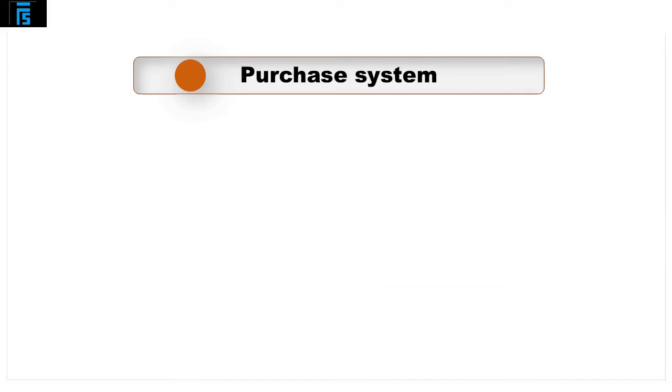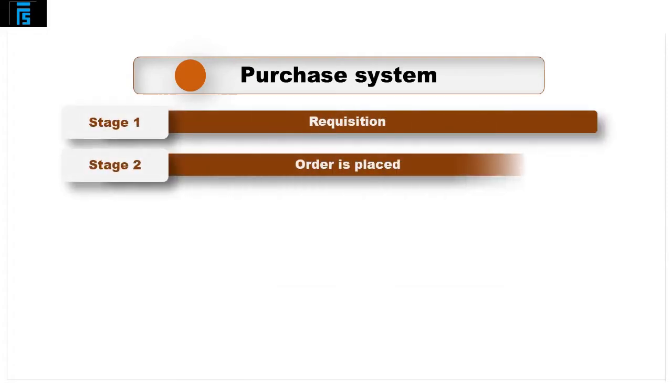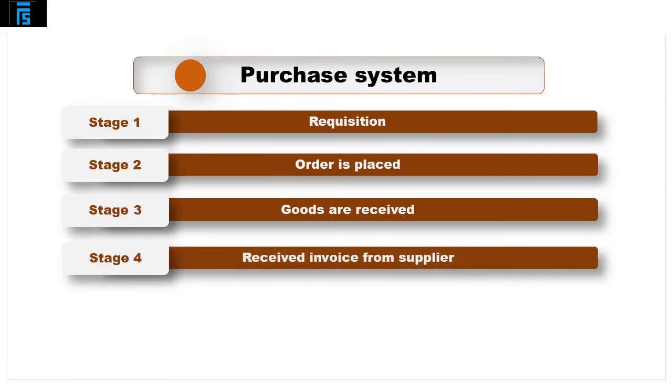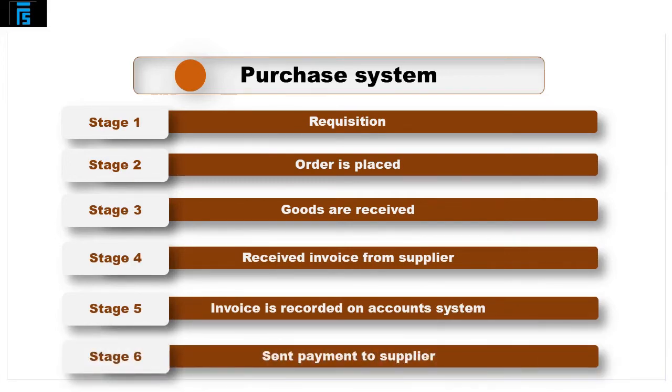The purchase cycle has 6 stages where controls should be in place to reduce the risk of fraud and error. Stage 1 is the requisition stage. Stage 2 is where the order is placed. Stage 3 is where the goods are received. Stage 4 is where the invoice is received from the supplier. And Stage 5 is where the invoice is recorded on the account system. Stage 6 is where the payment is sent to the supplier.